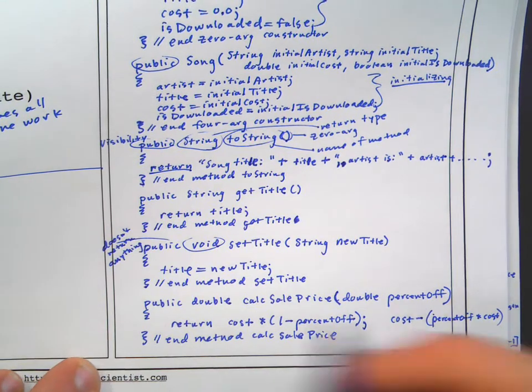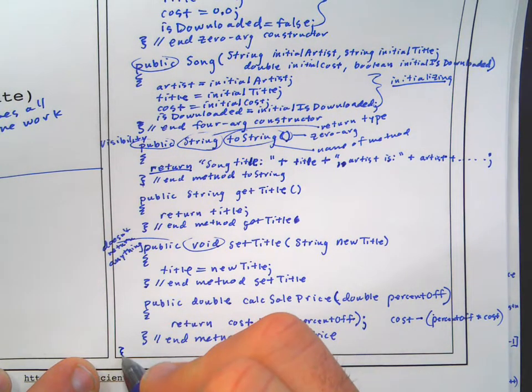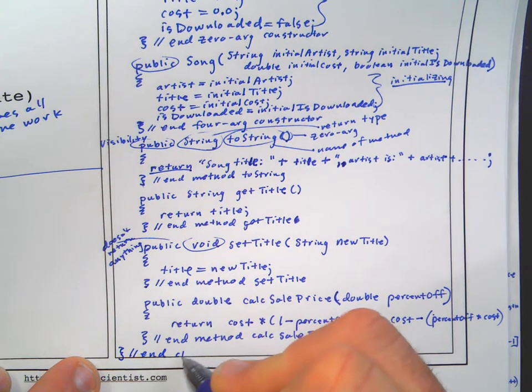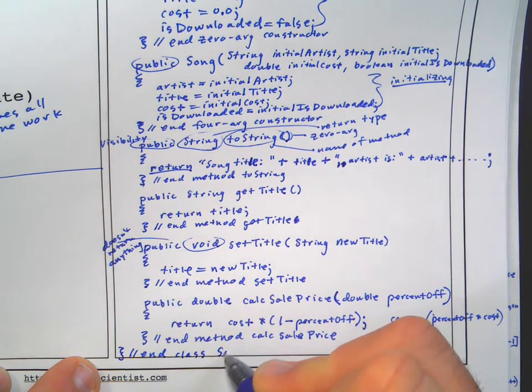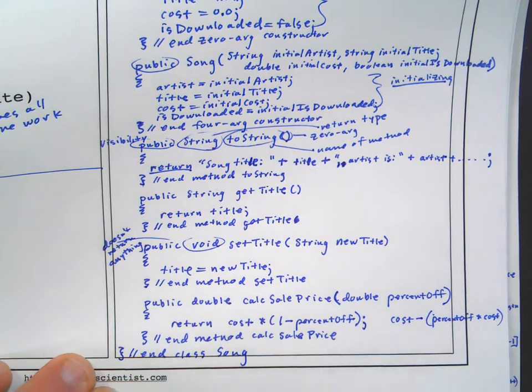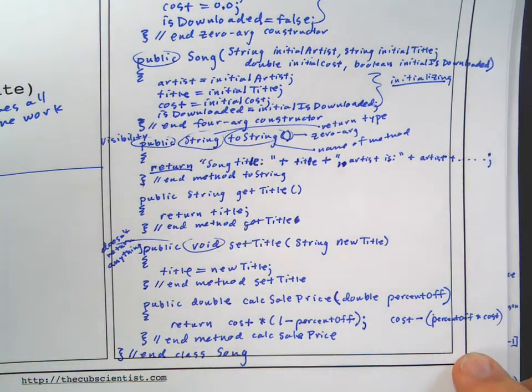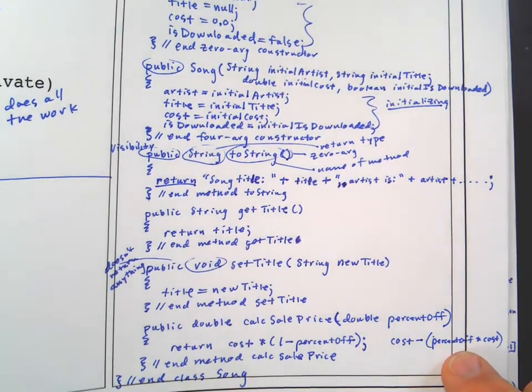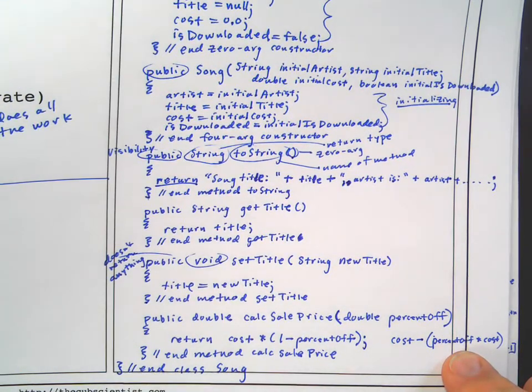And then eventually we've done our whole class. So we're going to have an ending curly brace on the class, and we're going to comment an end class song. Okay. So this is just a quick example, but we're going to type this up. We're actually using the same example, and I'm helping you do P2A, which is one of your assignments, but you actually get it done with me. Or most of it.